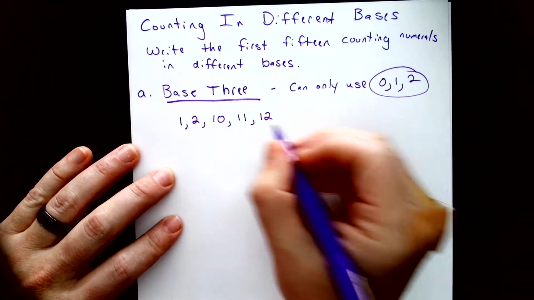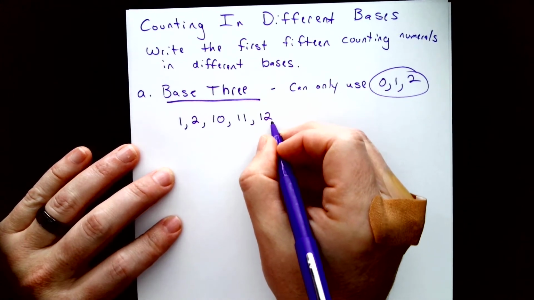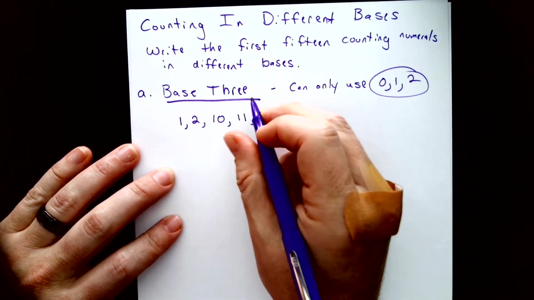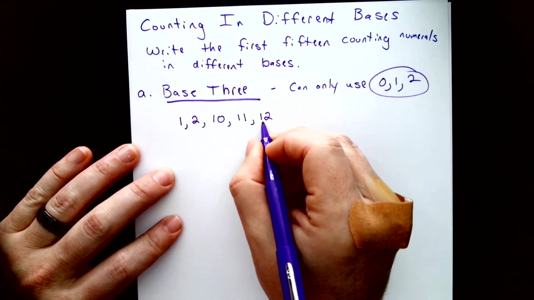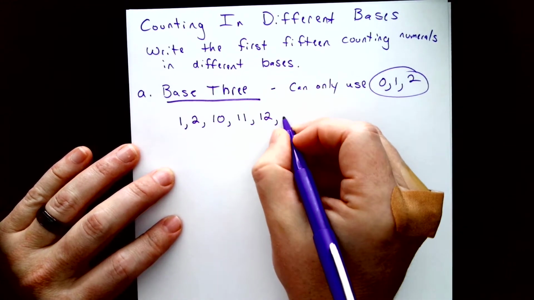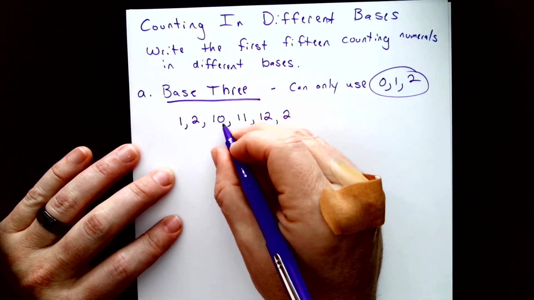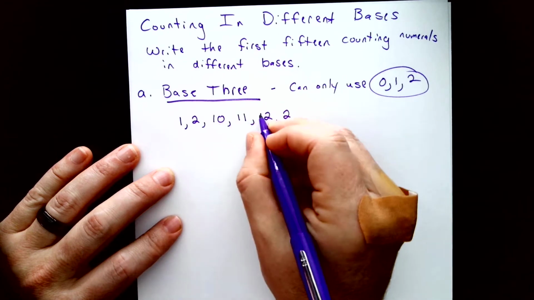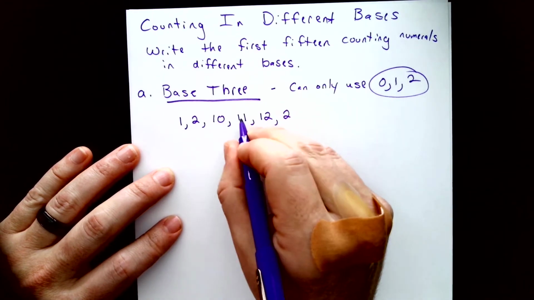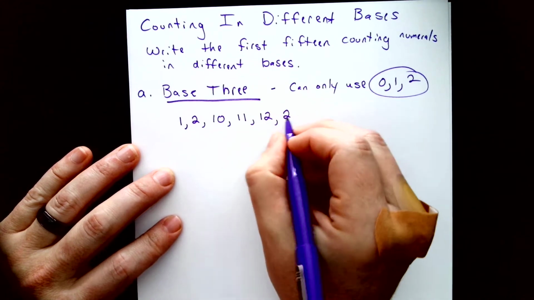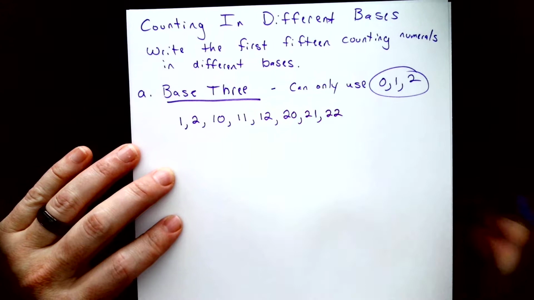Now again, we've come to the same problem. We can't make this any bigger. We can't say 1, 3 because 3 doesn't exist in base 3. So we have to raise this digit up again. We raise that to a 2, and we start over on the digit to the right, so we go back to 0. So just like we did 1, 0, 1, 1, 1, 2, now we're going to do 2, 0, 2, 1, and 2, 2.